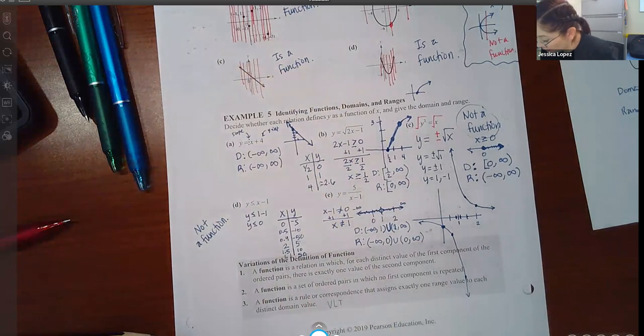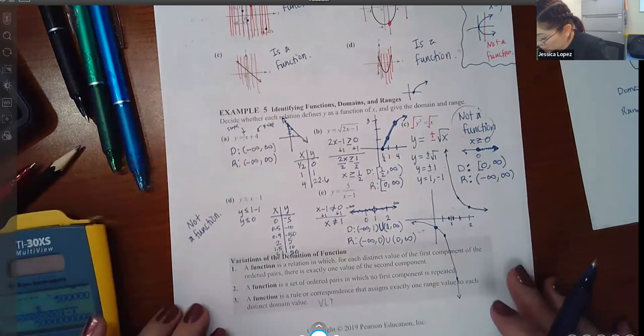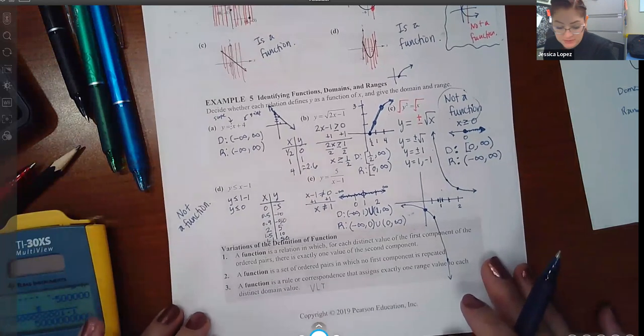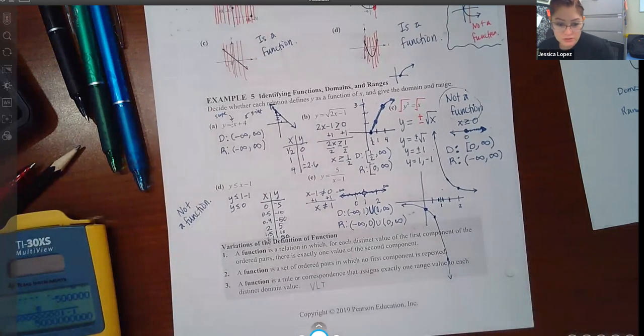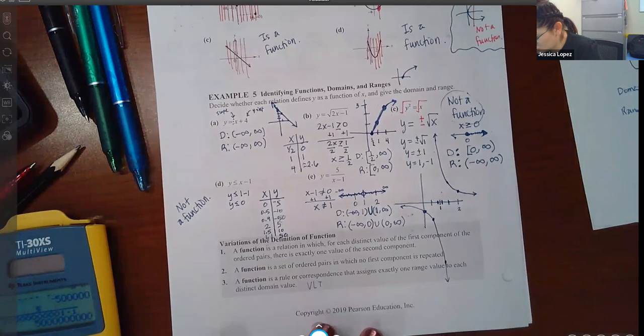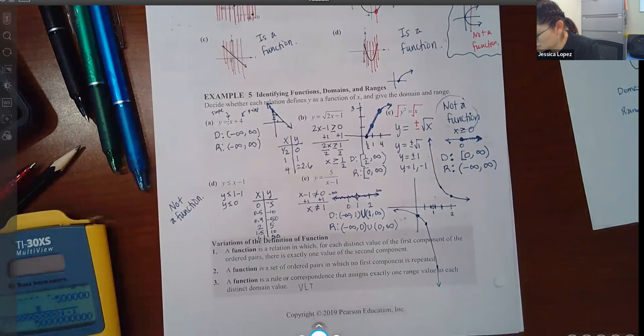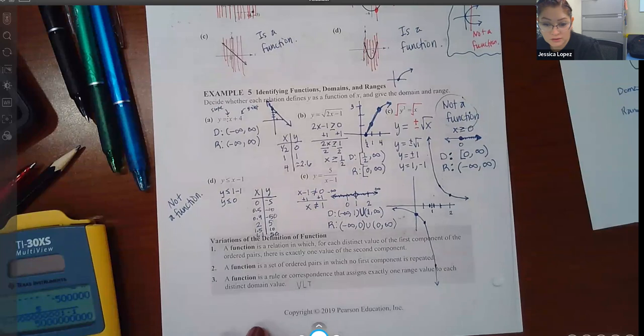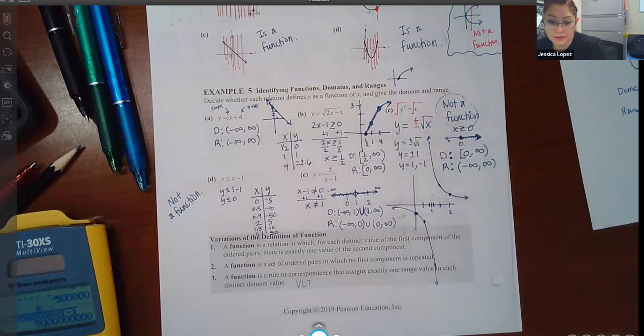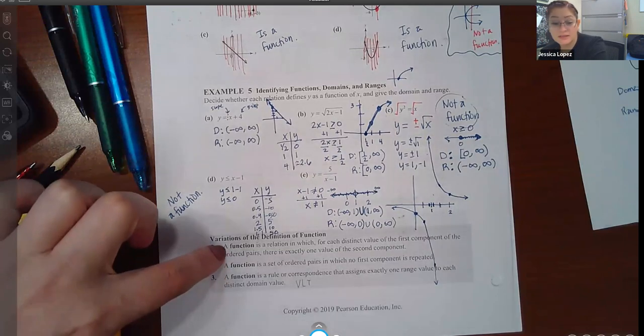Okay. Now, let's see what this box says. So this box says a function is a relation in which for each distinct value of the first component of the ordered pairs, there is exactly one value of the second component. That was the first definition we learned for a function. And then number two says a function is a set of ordered pairs in which no component is repeated. I mentioned that to you, right? It was just another way of saying this.